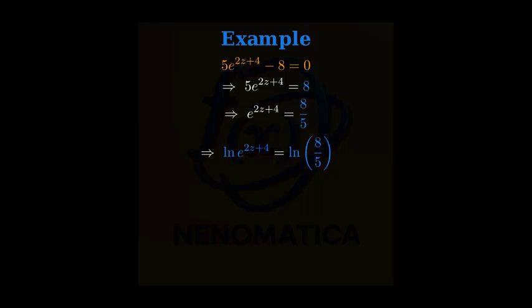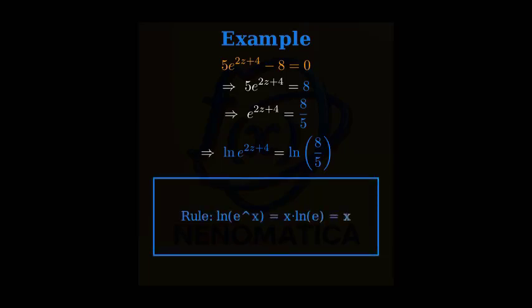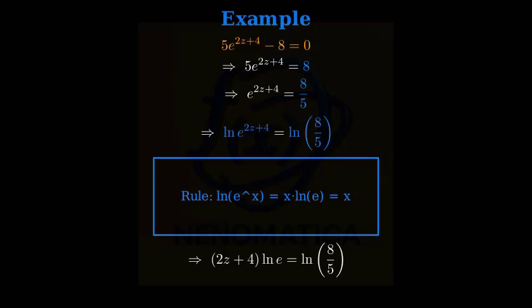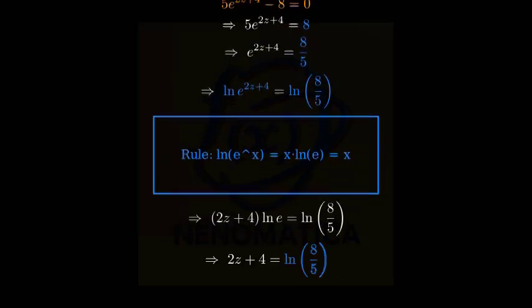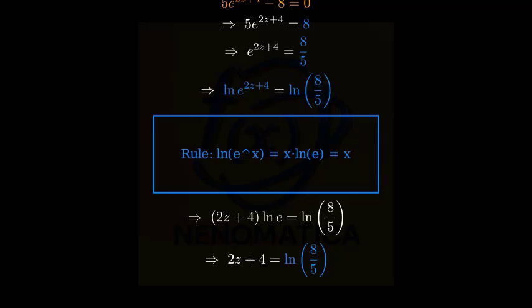Now, we'll take the natural logarithm, or ln, of both sides of the equation. This is a key step when solving exponential equations. We can use the logarithm property that states ln of e to a power equals that power times ln of e. So ln of e to the power of 2z plus 4 equals 2z plus 4 times ln of e. Since the natural logarithm of e is equal to 1, we can simplify our equation further to 2z plus 4 equals ln of 8 over 5.